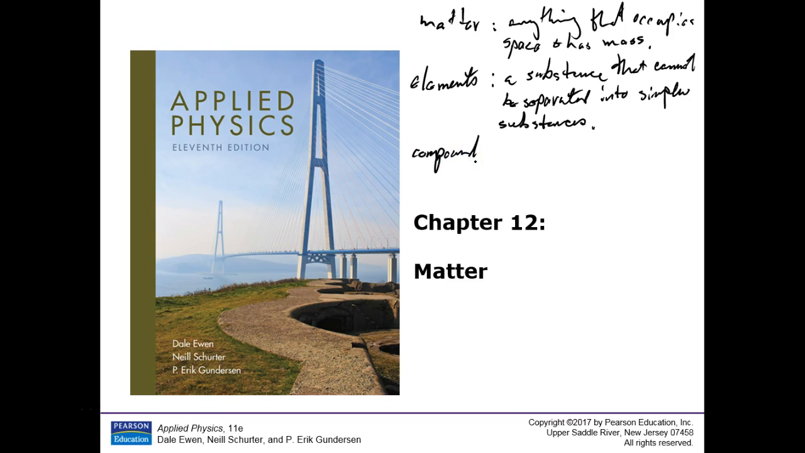And if you think about it, what does the prefix "com" mean? With. Communicate is talk with. Com means with. So this is something combined with other things. So that's what a compound is: a substance containing two or more elements.